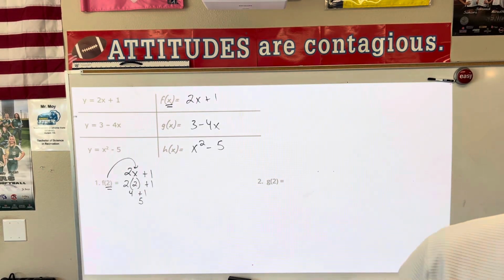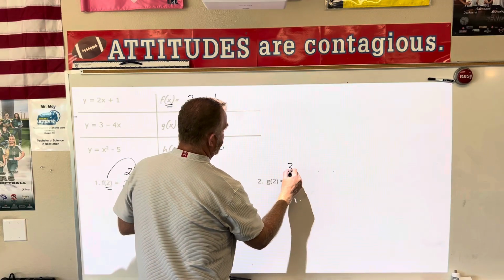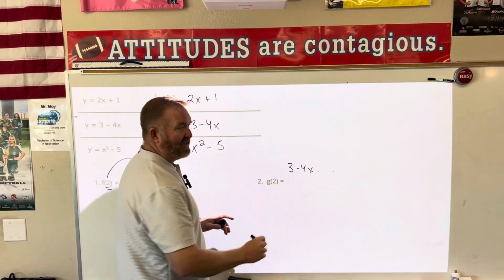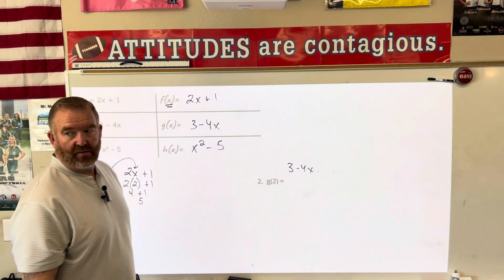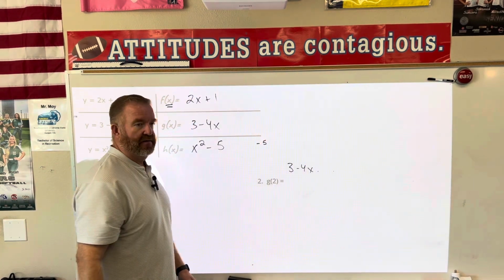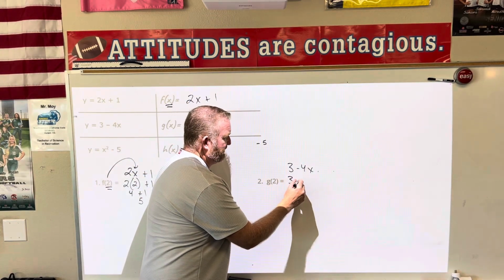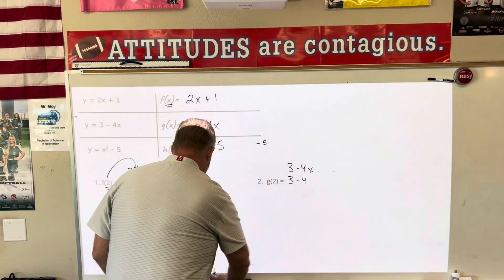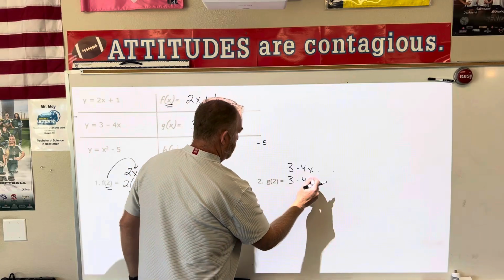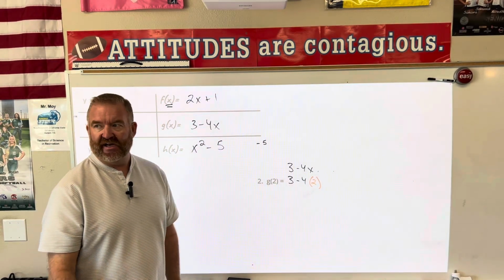All right, guys, what did you do? So my equation is 3 minus 4x, right? What did you guys get for an answer? -5? Okay, let's see if that's right. So 3 minus 4, and then parentheses, I'm going to do this in orange, 2, yes? You just substituted it in.